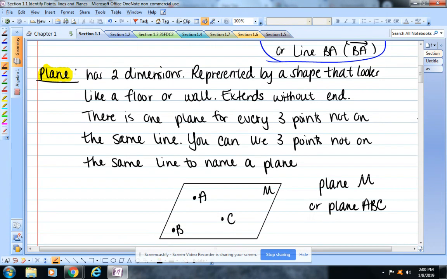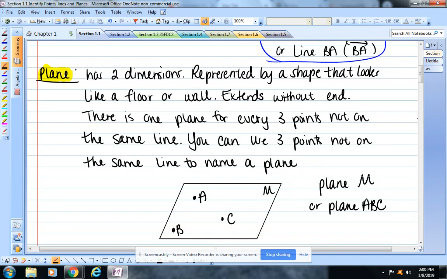All right, I'm going to start talking. Y'all can keep writing if you're writing. A plane has two dimensions, okay? It's basically a flat surface like the top of a piece of paper or the top of a desk or a wall or ceiling or a floor or something like that, okay? Except actual planes have no end, okay?